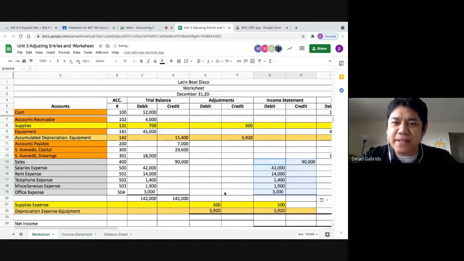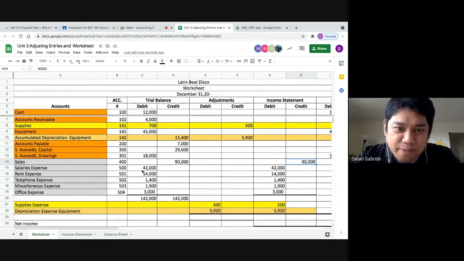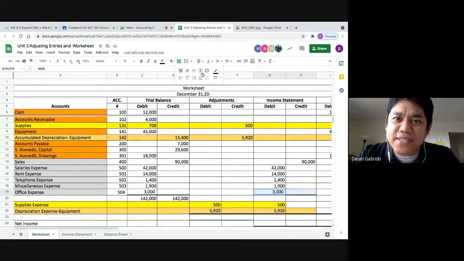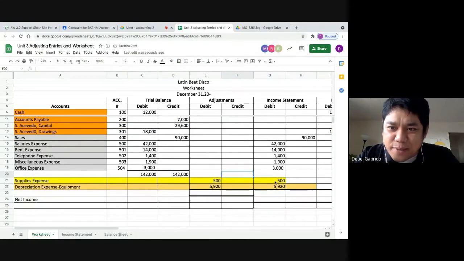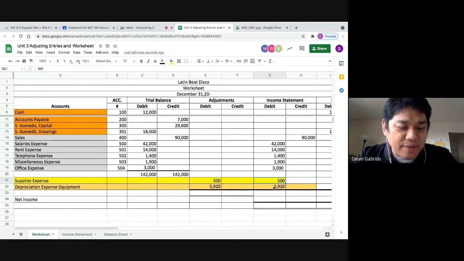All right. So see what happened, guys? I copied 90,000. I put it here in the income statement because we need to calculate the net income after all the adjustments. So 42,000 up to 3,000 moved here. Now I'll take this single line under 3,000. We don't need to put that yet because there's an extra expense at the bottom. Do you see the extra expenses? Remember, we have supplies expense of 500 this year. And then there is depreciation expense of 5,920. We need to include that in the list of expenses. Do you understand?